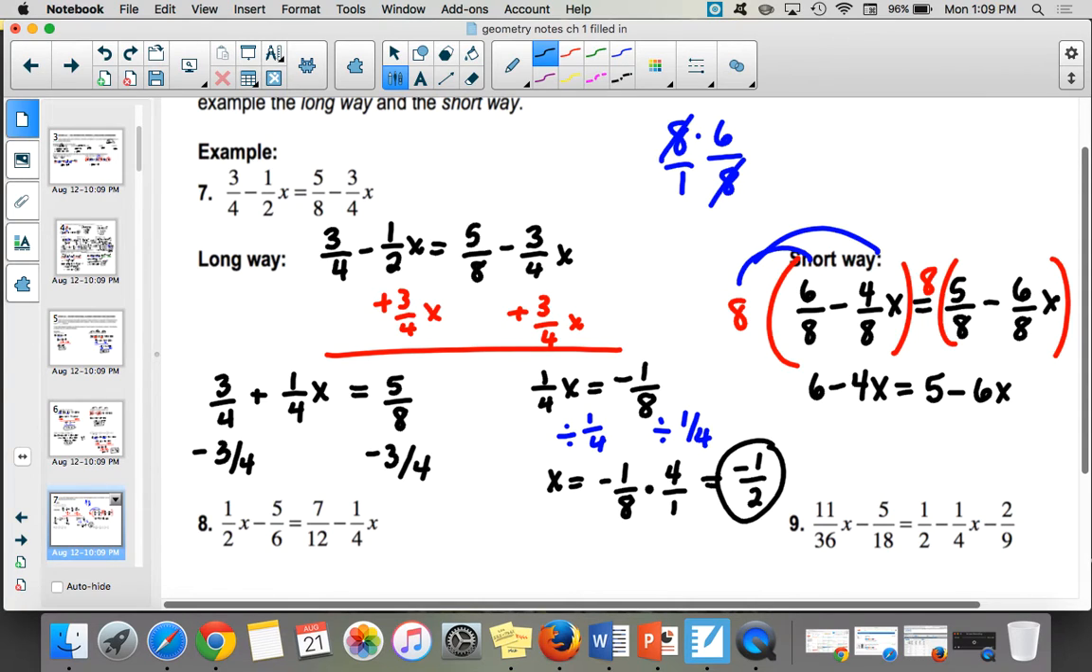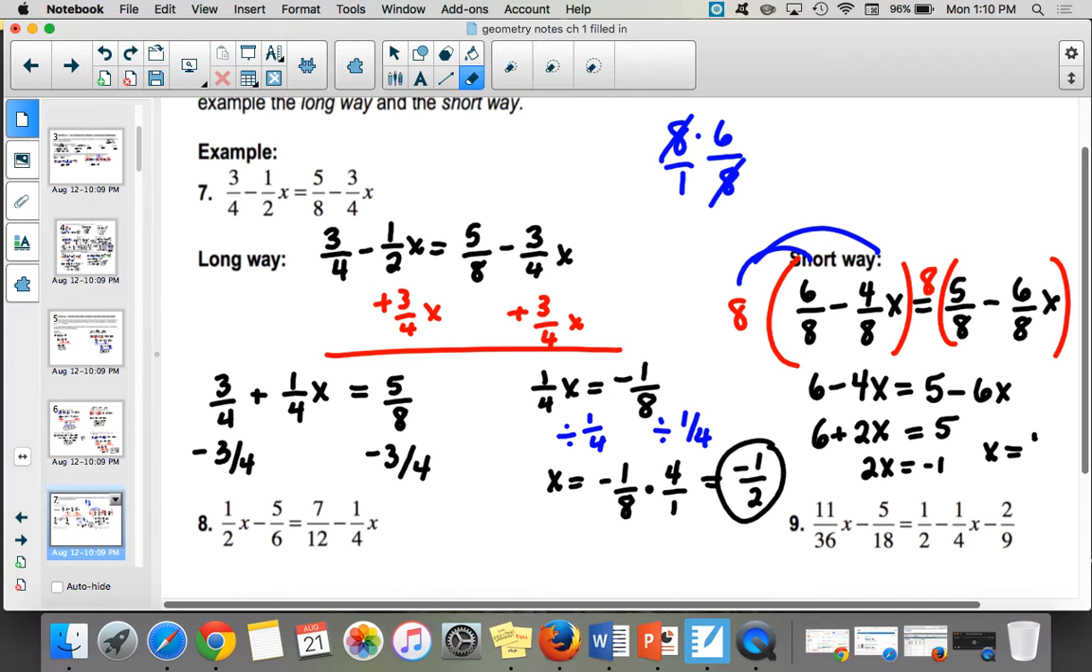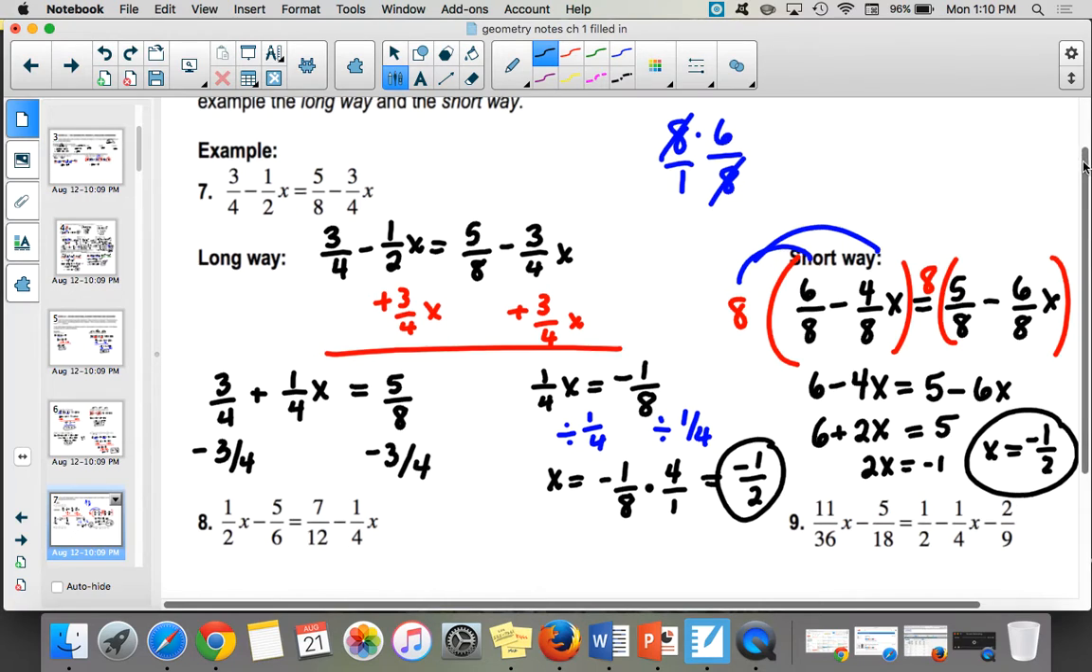All right, add the 6x over, we get 2x. So I have 6 plus 2x equals 5. Subtract the 6 over, I get negative 1. So x is equal to negative 1/2. Much easier. So you think we want to do this shortcut? Probably. So let's do the first step on this next one.